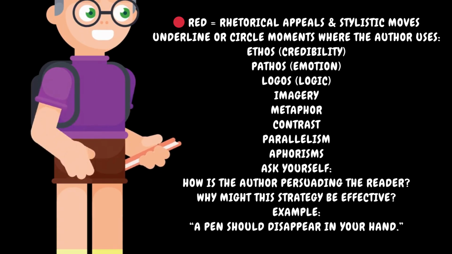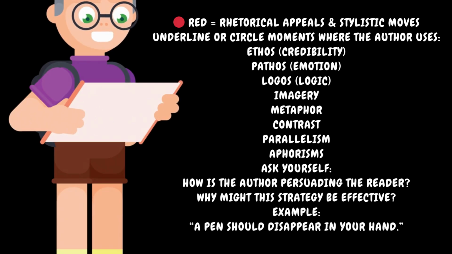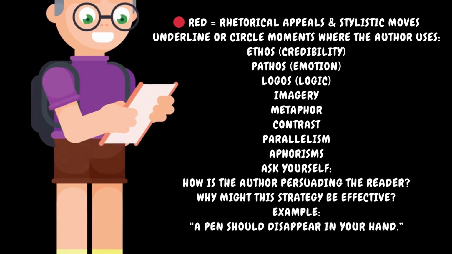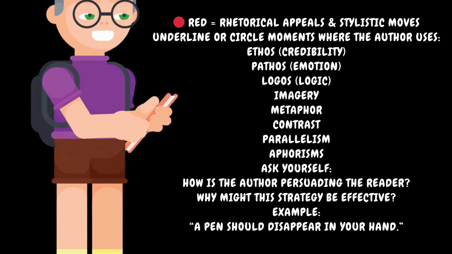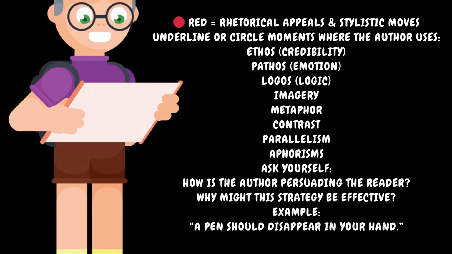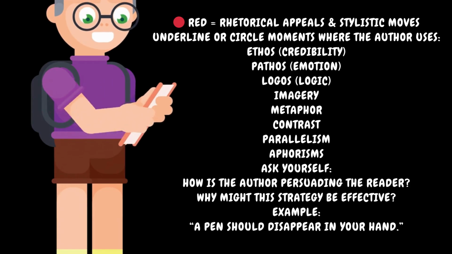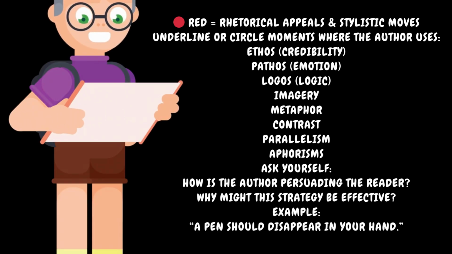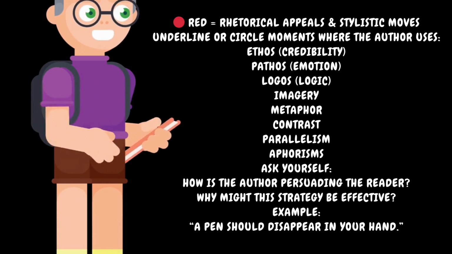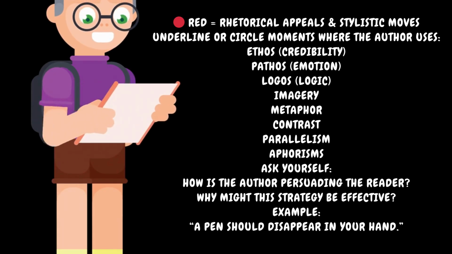Red is going to be the rhetorical appeals and stylistic moves. So even though it's synthesis, I do kind of want to keep us anchored in rhetorical analysis and continue our conversations about ethos, pathos, logos. We could talk about imagery, metaphor, contrast, parallelism, aphorisms, things of that nature. And then ultimately, how is the author persuading the reader? Why might this strategy be effective?